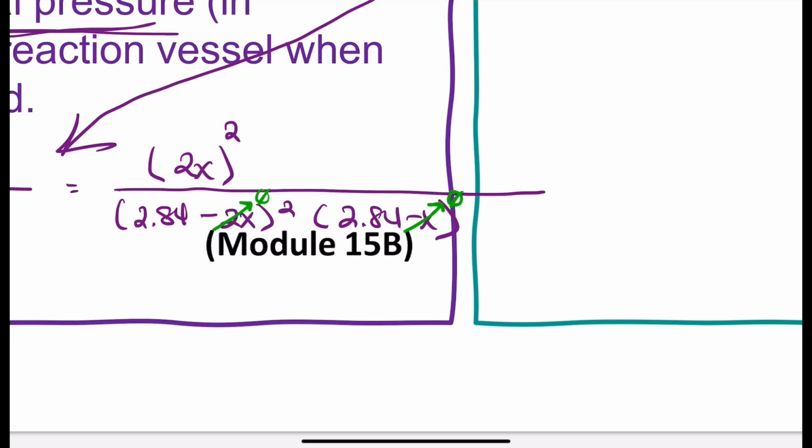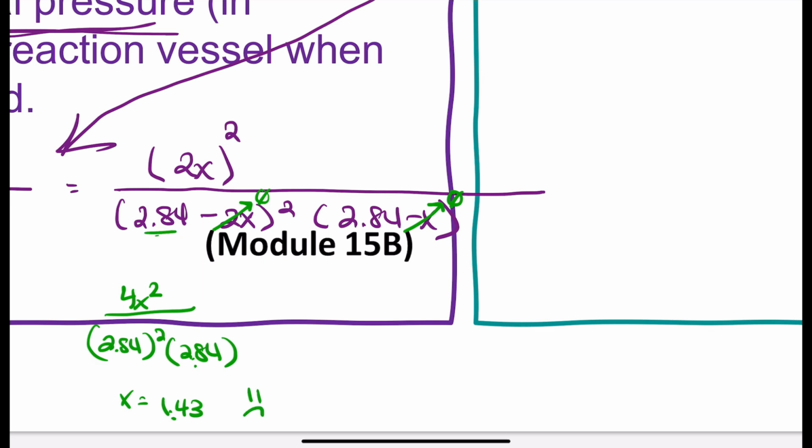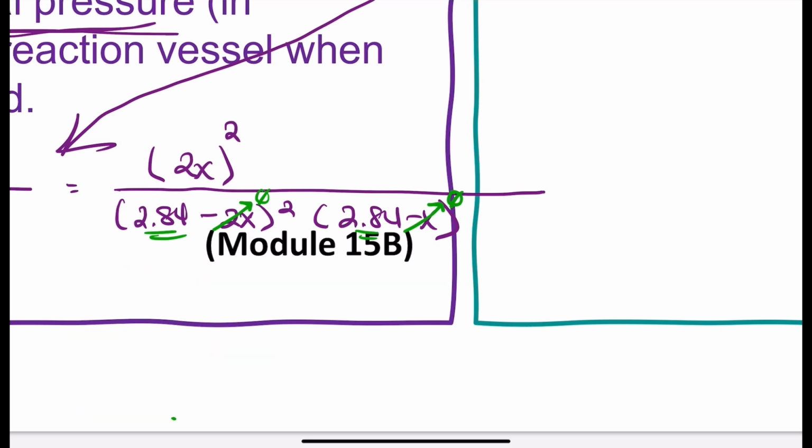Maybe I'll get lucky. This simplifies it to 4x squared divided by 2.84 squared and 2.84. If I solve for x here, I get 1.43. I don't know how to tell you, but our approximation did not work. 1.43 is definitely not less than 5% of 2.84, let alone when it's multiplied by 2. No approximations for us.